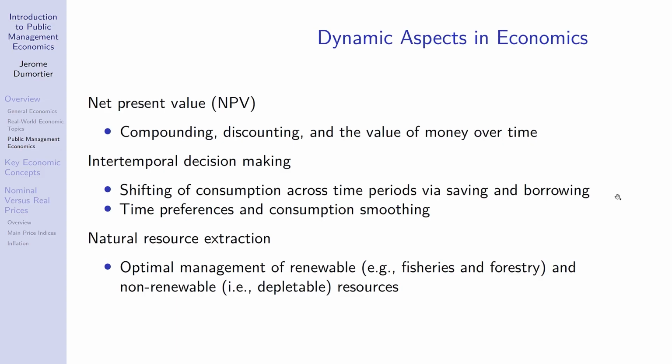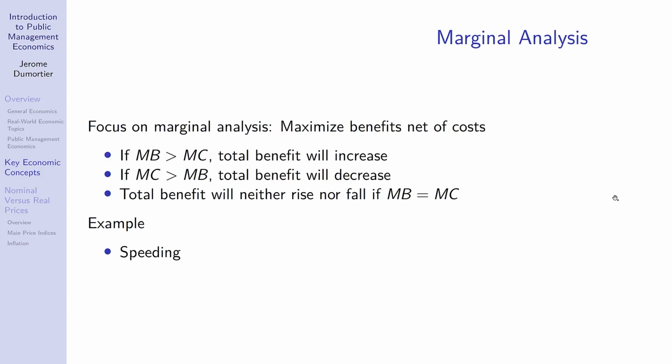Concepts like time preferences and consumption smoothing explain why households do not spend all their income at once. Resource economists provide further examples, from optimal extraction of non-renewable resources to the sustainable management of renewable ones, such as fisheries and forestries. Now, before we talk about nominal versus real prices, let us introduce some key economic concepts.